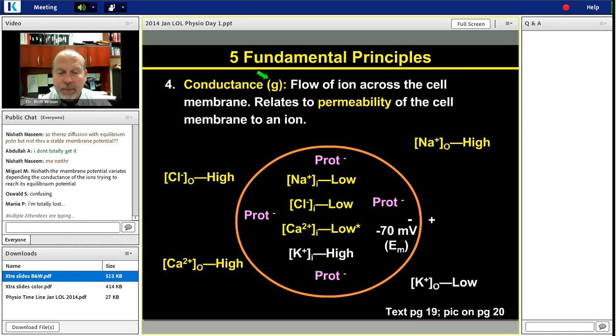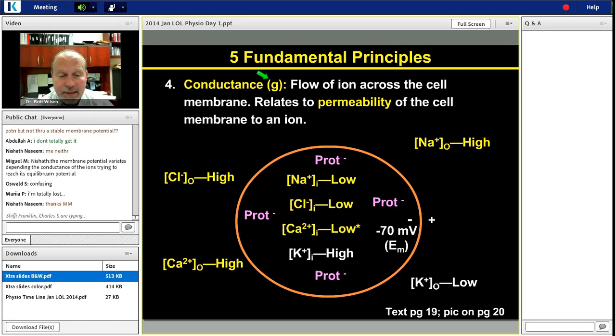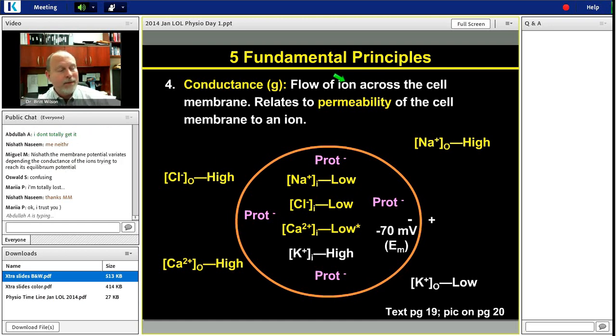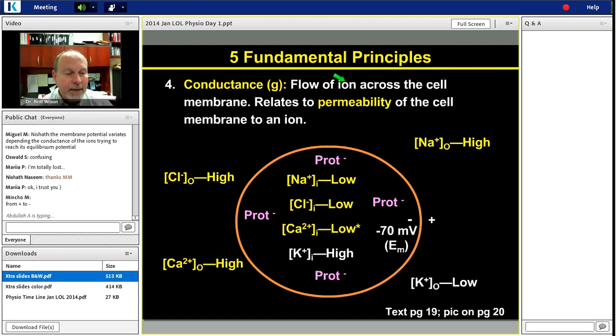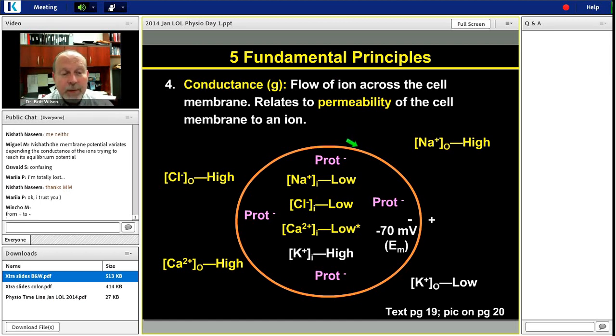Next is conductance. Conductance is the flow of an ion across the membrane. Think back to the idea of electricity conducting, the conduction of electricity. That means the flow of current. Same idea here. Conductance is the flow of ion. An ion is charged, so it's a current, and it will depend upon the permeability of the cell to the ion. What's going to influence that permeability? We'll talk about that in just a moment. Ion channels.